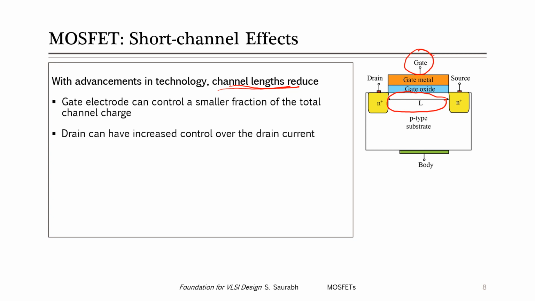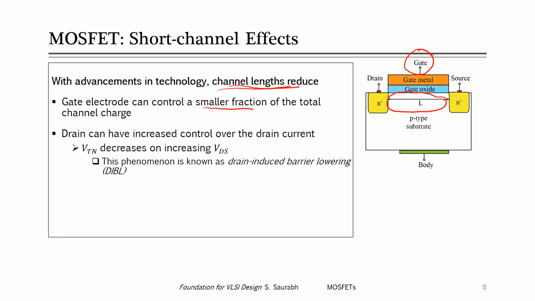But as the channel length reduces, the gate electrode can control a smaller fraction of the total channel charge, and the drain actually gets increased control over the channel charge, right? Which is not desirable. Ideally we want that the gate should control the channel charge, and it should decide when the current should flow or not flow. The drain and source ideally should act just as a contact through which the carriers, electrons or holes, are injected into the MOSFET or taken out from the MOSFET, right? But as the channel length reduces, the gate control is lost, and the drain control becomes more prominent. And because of this, many non-ideal effects are seen when the channel length is reduced.